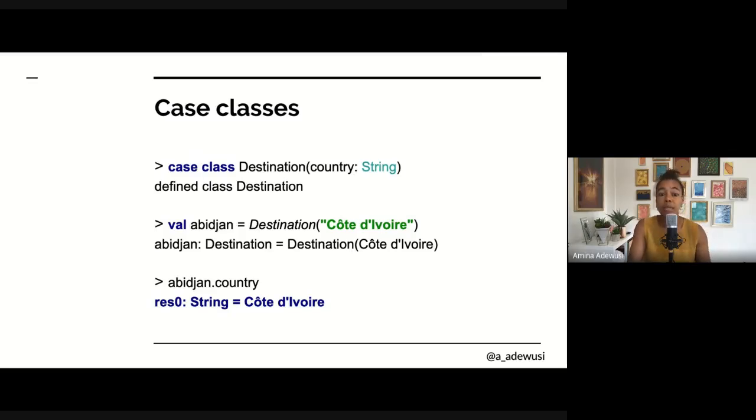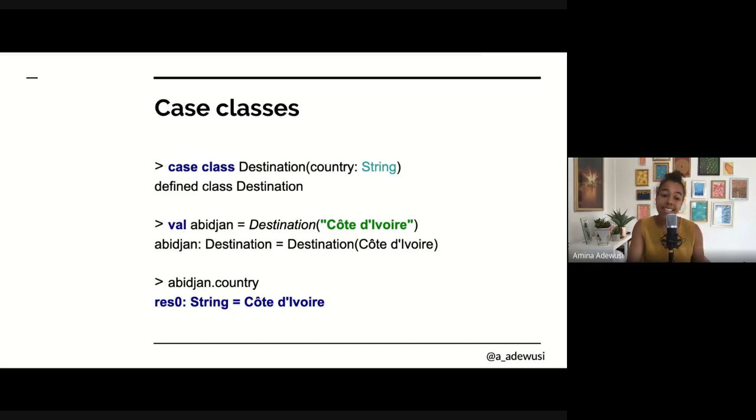The good thing about this is that it has an accessor method built in, so we can call it on our new instances. You can see here that we call country on the Abidjan instance, and we get the value of this field, Côte d'Ivoire, as a result. This is helpful because it means that we don't have to use the val keyword like we did with normal classes.